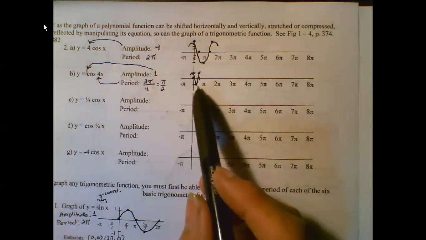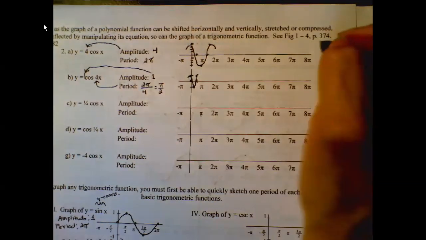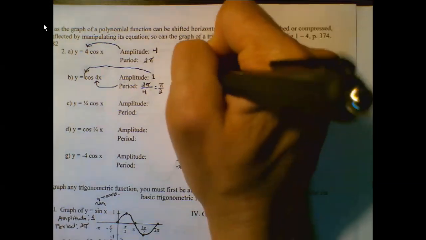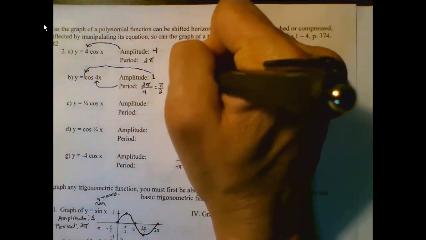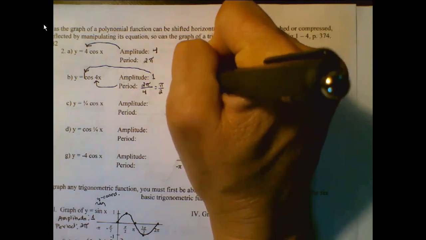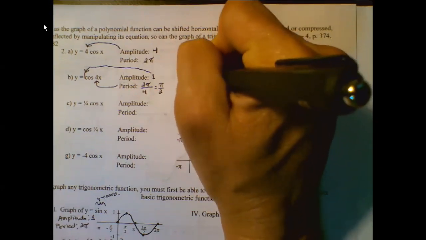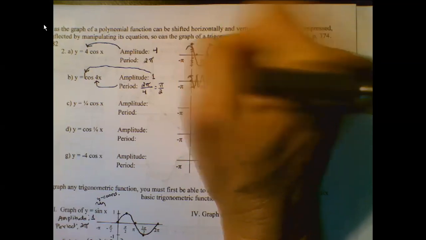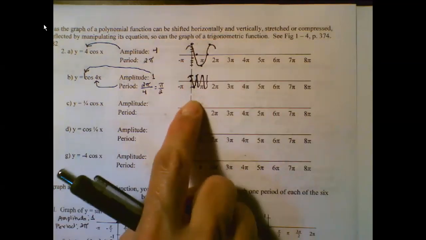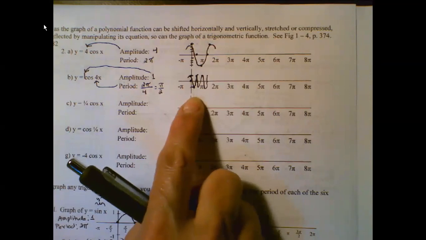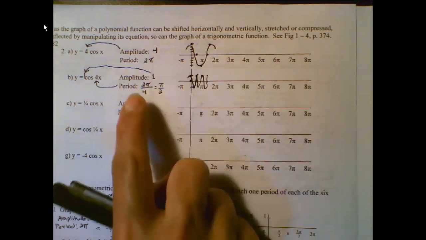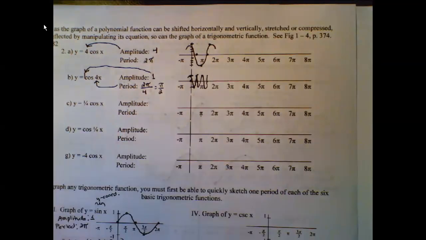Now, you could tell if we extended this graph and it's doing that whole thing every pi over 2 units, it goes from +1 to -1 back to +1, and then +1 down to -1 back to +1. You could see how tight that graph would be. That's because of the change in period.